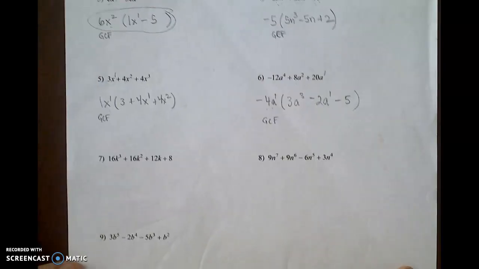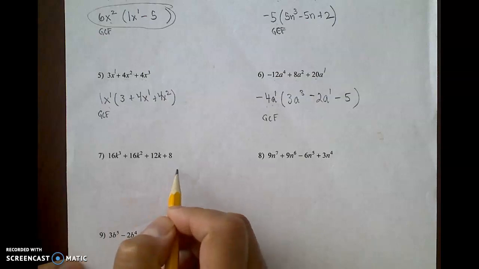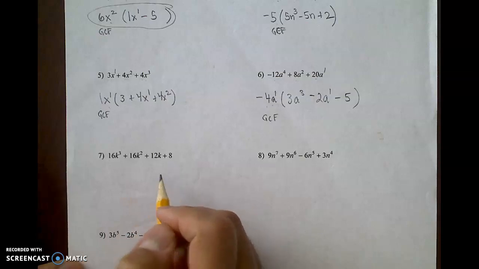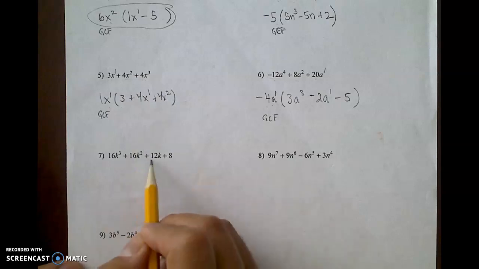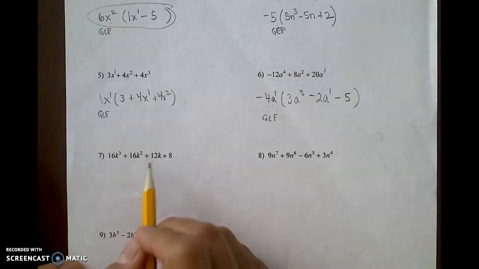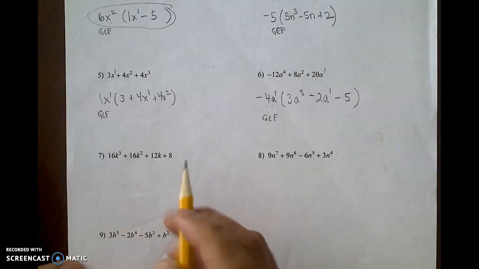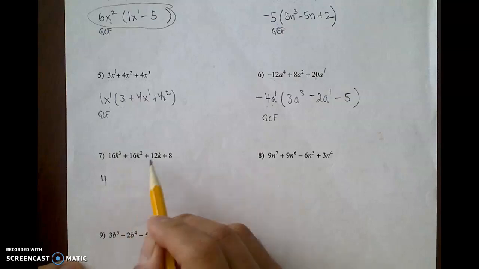Alright, finish off here with the last 2 examples. Here we have 4 terms. Now again, we're looking for what they all have in common. Got a 16, a 16, a 12, and an 8. Alright, I can't pick 8, because 8 does not go in a 12. I can't pick 16, because 16 does not go in a 12 or 8. Alright. Our GCF here is 4. 4 is the biggest number that goes into all 4 of these numbers.